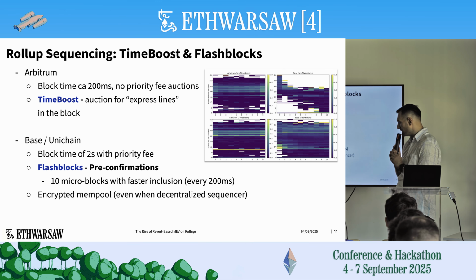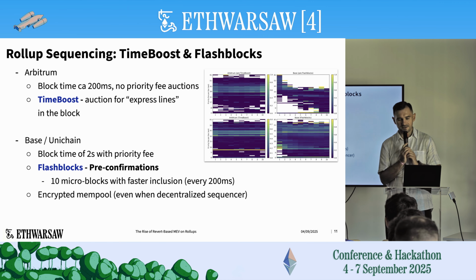And all those things are important because the faster the blockchain, the less MEV there is. There is less probability that the MEV will be successful, and also it's more difficult to execute a sandwich attack when the blockchain is fast.